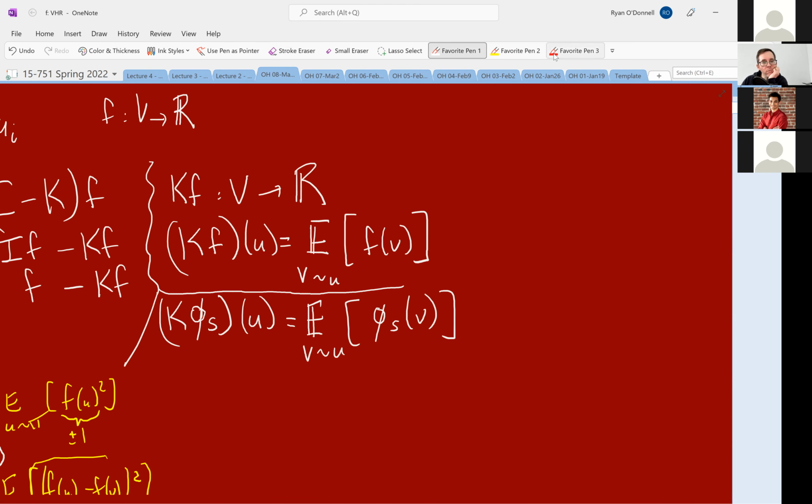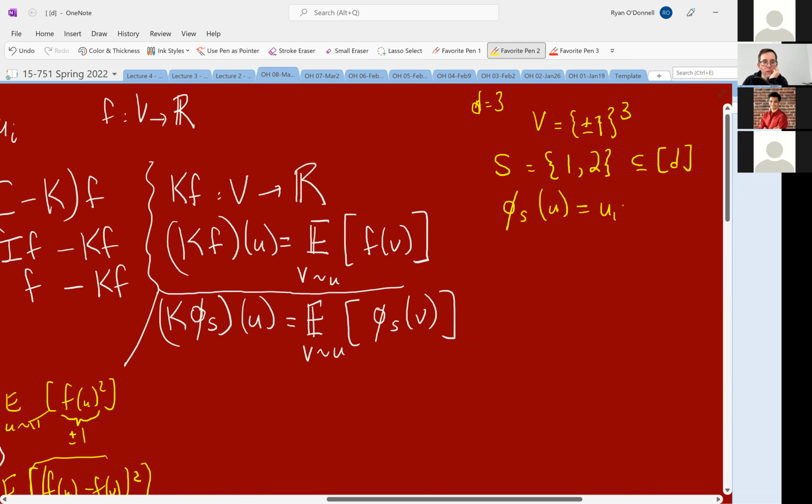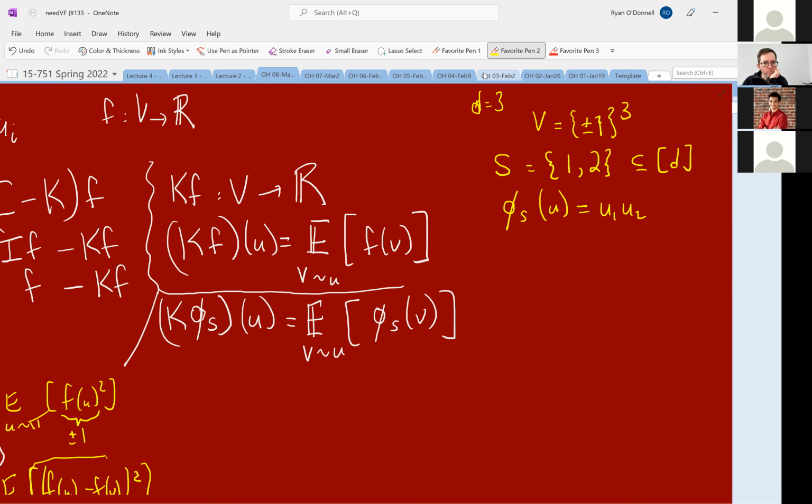Let's say d is 3, so V is all the binary strings of length 3. Let's say S is a subset of 1, 2, 3, namely 1, 2. Then phi S on a string U, if I recall, is just U1 times U2. So far, so good.